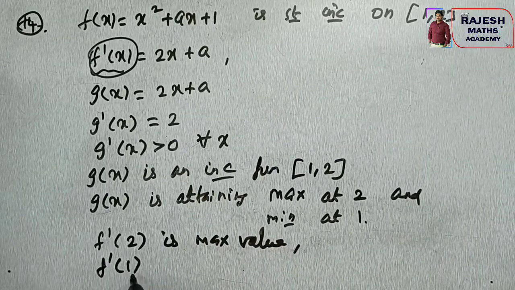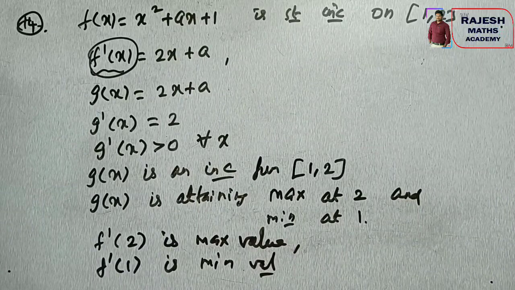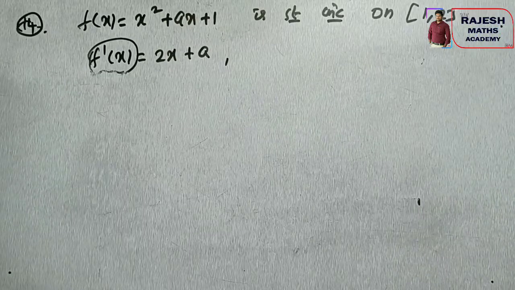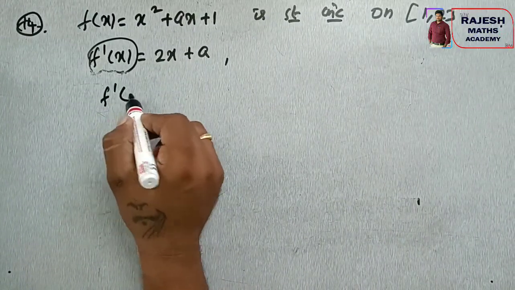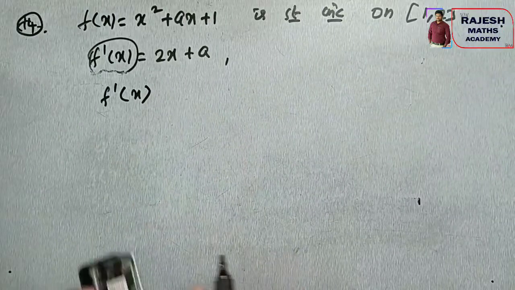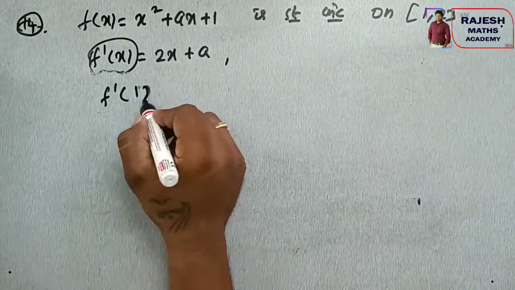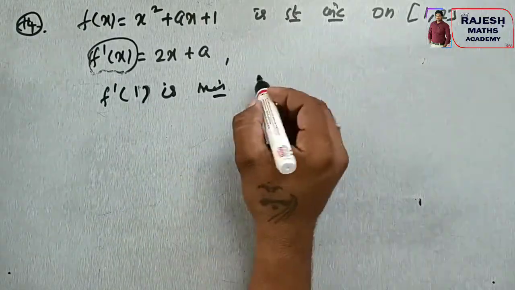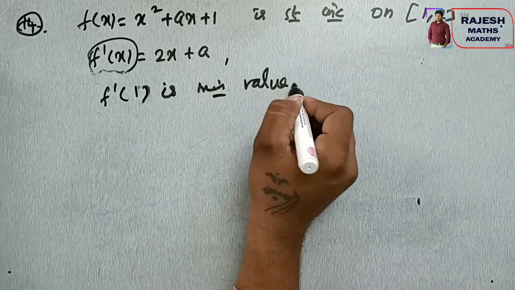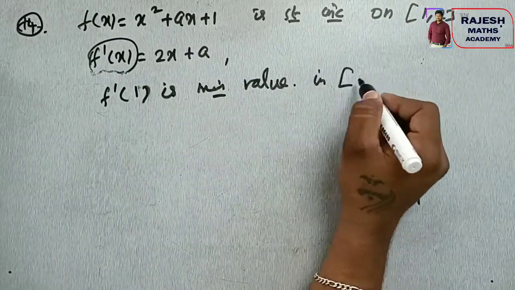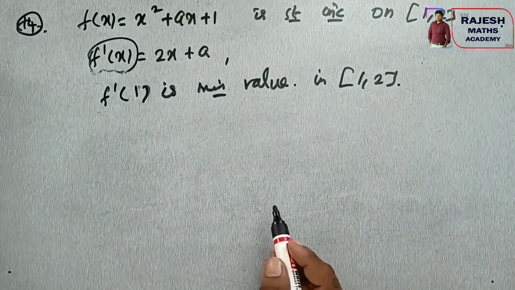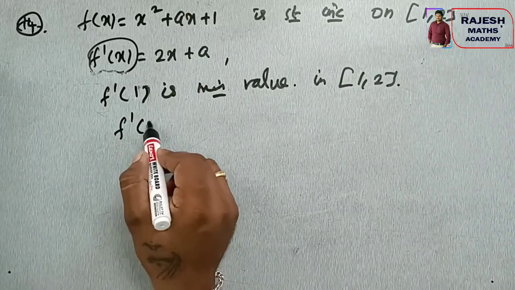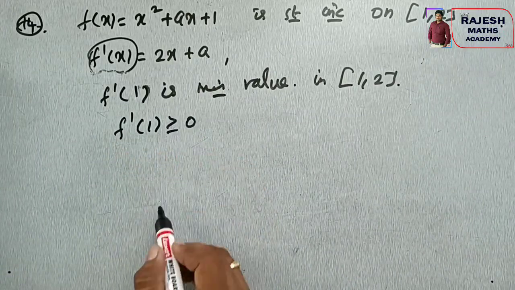Similarly, f dash of 1 is the minimum value in the interval 1 to 2. Therefore, since f dash of x has its minimum value at 1, f dash of 1 must be greater than or equal to 0.